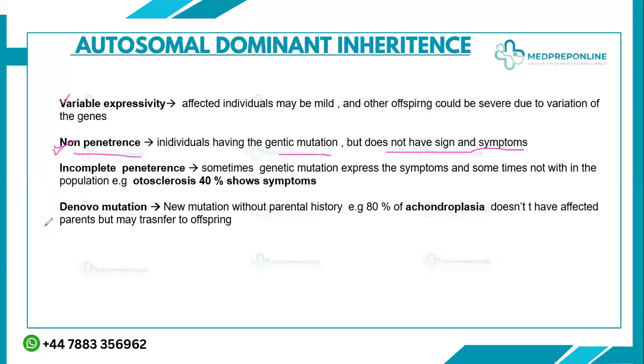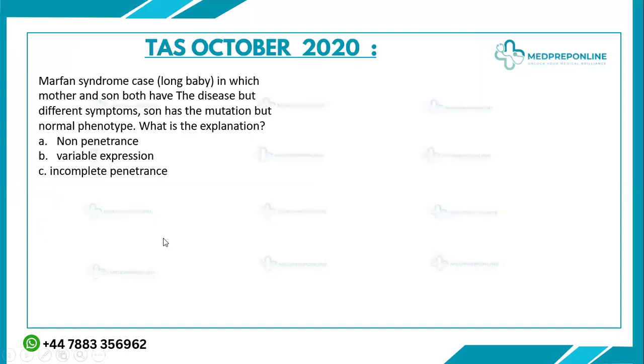Now we are going to apply this to a type of question which was given in the exam, TAS October 2020. Read the question and tell me what the answer could be. It's a Marfan syndrome case, in which mother and son both have the disease, but with different symptoms. The son has the mutation but a normal phenotype. What is the explanation? Suppose I am talking about the son, who has the mutation but a normal phenotype. How will you explain what type of expression he is showing? If anyone can answer me that.